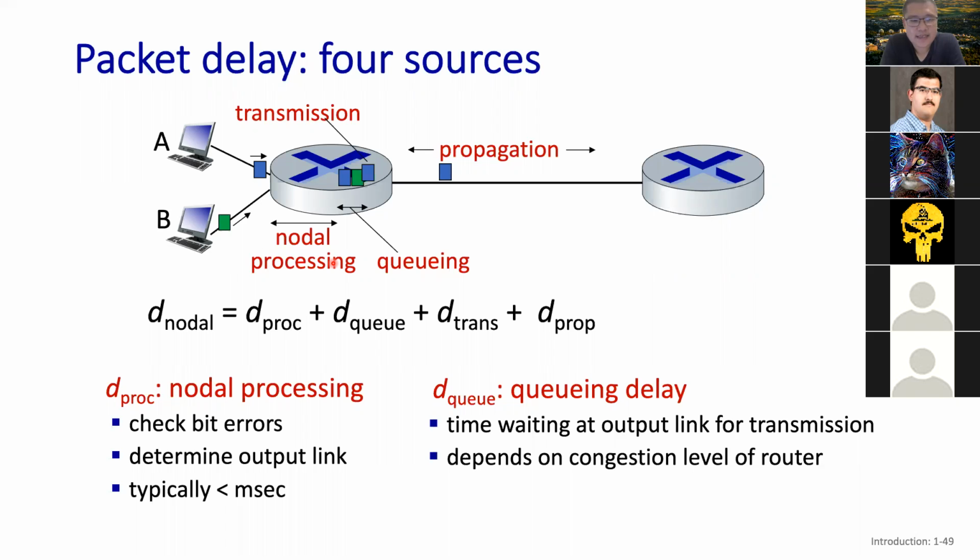The queue delay is that the packet is waiting in the queue for transmission. I will give you an example based on cars going to a station, which is more straightforward. But first, let's define the queue delay. You have a lot of packets queued in the queue, and each packet needs to wait some time until it can be transmitted. This is the queue delay. It depends on the congestion level of the routers.